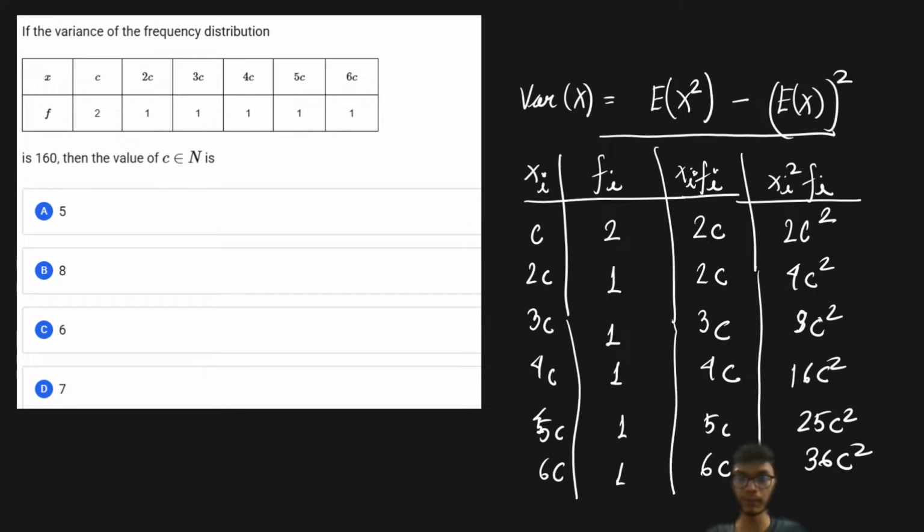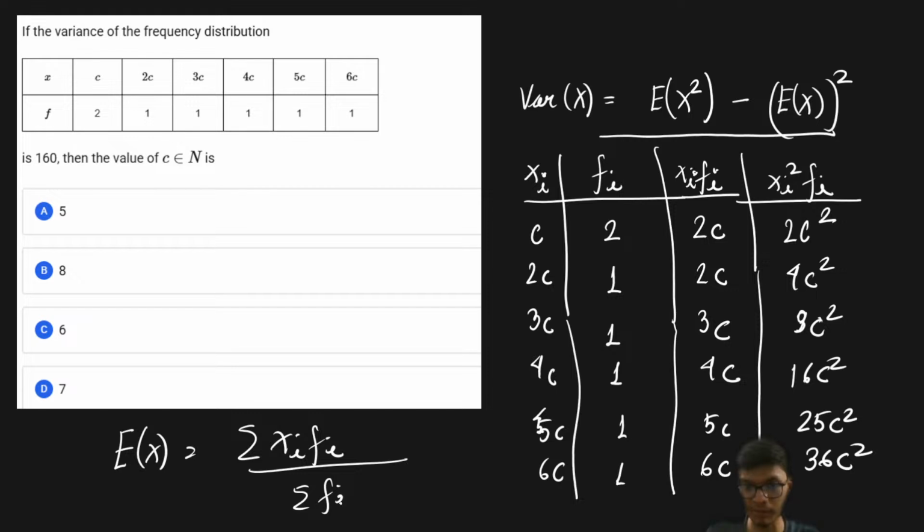Okay, so once you get this table, in order to find the expectation of x, it is basically the summation of xi into fi divided by the summation of fi. You just need to apply this formula. So from here, the summation of xi fi is going to be simply equal to 22c. The summation of fi is going to be equal to, how much?